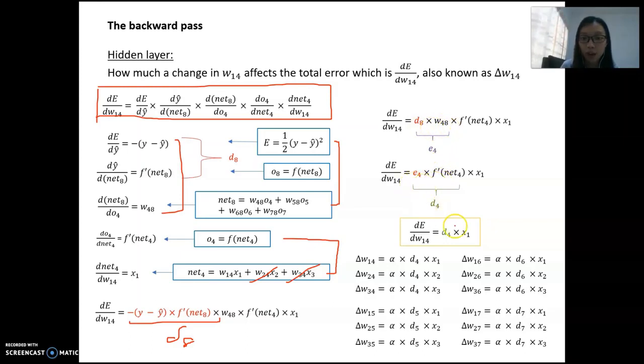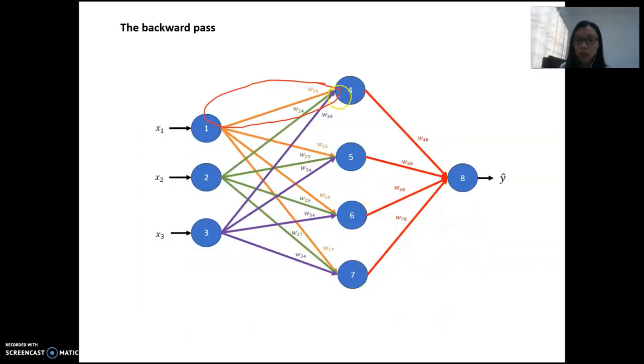So the simplified equation will become D4 times x1, because E4 times F prime net 4 I will assign as D4. So the simplified equation for this hidden layer is dE over dW14 equal to D4 times x1. All the same principle is applied for each node in the hidden layer, which is W14, W24, W34, W15, W25, W35, and apply to all the same.